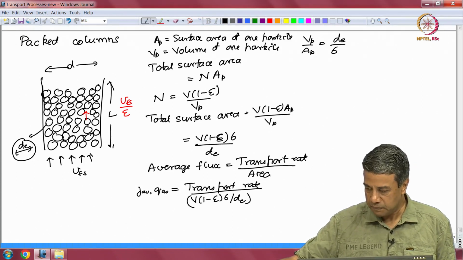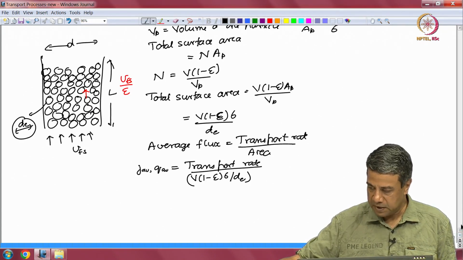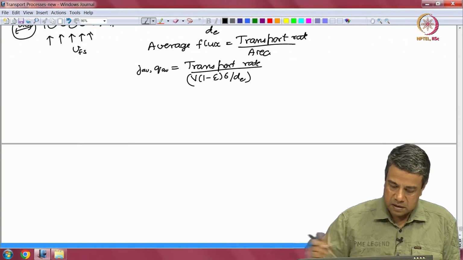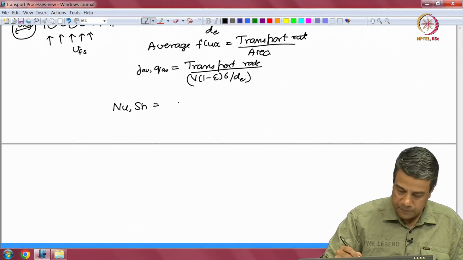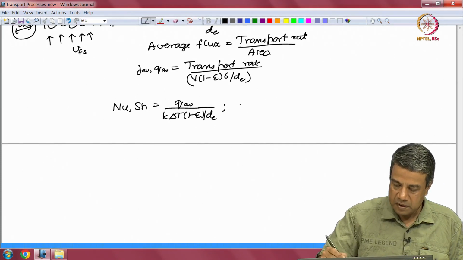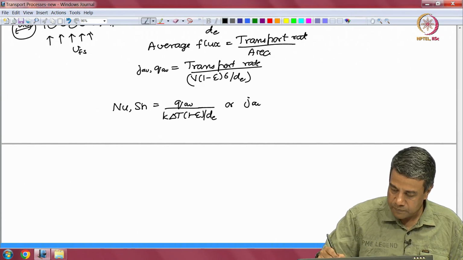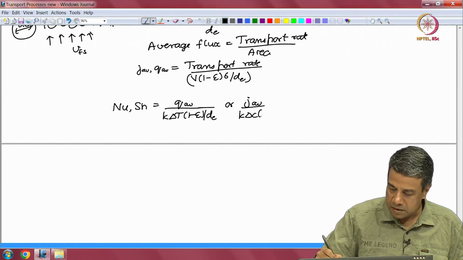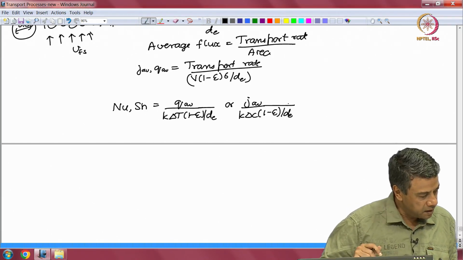Okay. So, for the flow through a packed bed, this is the definition of the average flux. Okay. And then the Nusselt and the Sherwood number are defined as Q average by K delta T into 1 minus epsilon by dE, or J average by D delta C. Okay. These are defined based upon the equivalent diameter.